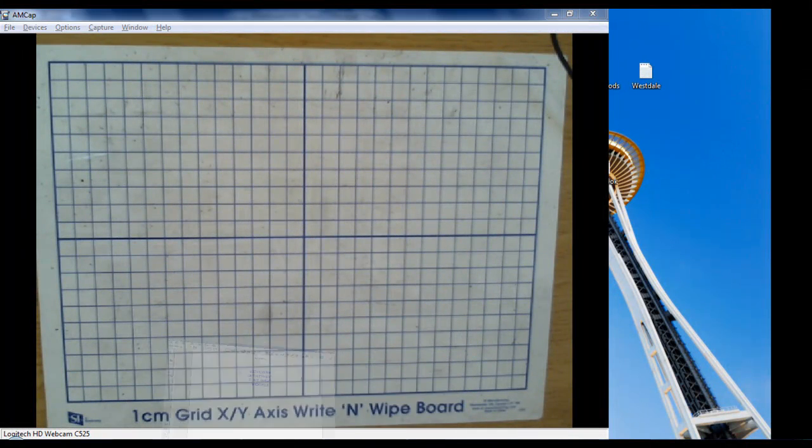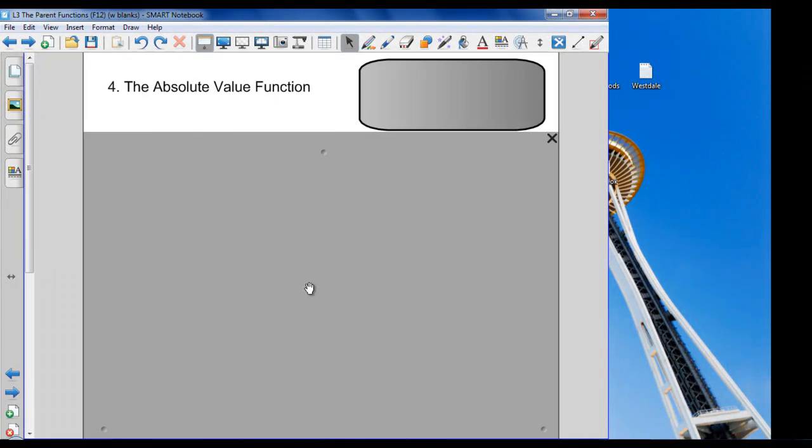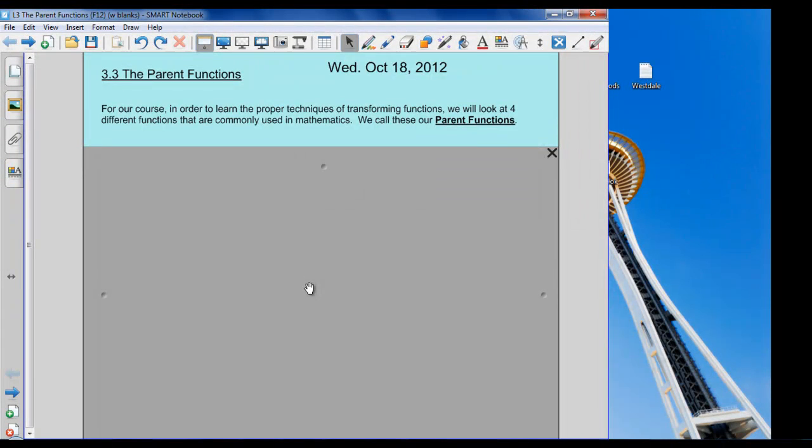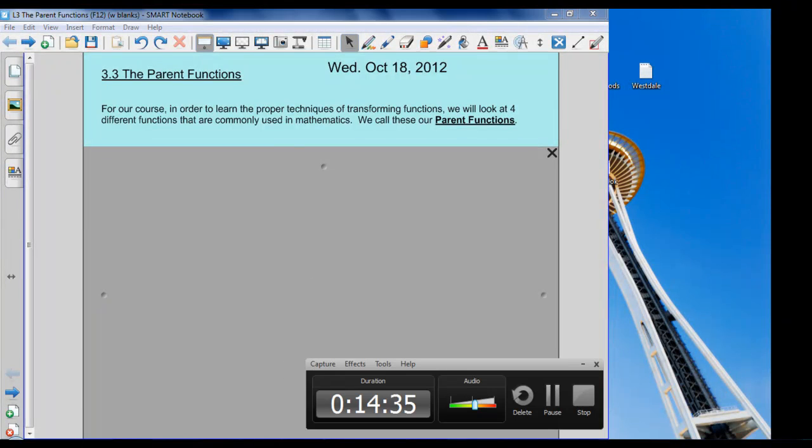Okay. So for today, we will take a note on the parent functions. So let's get that ready. You hang on to the whiteboards. You need them later.